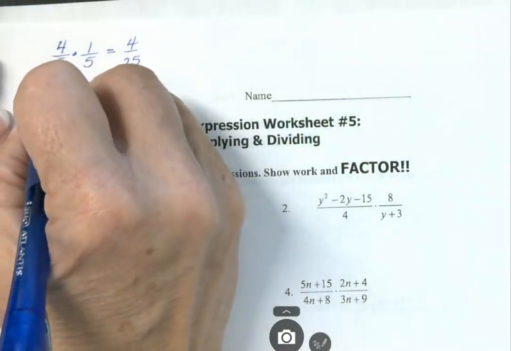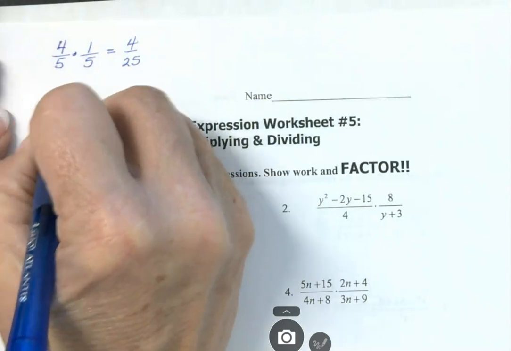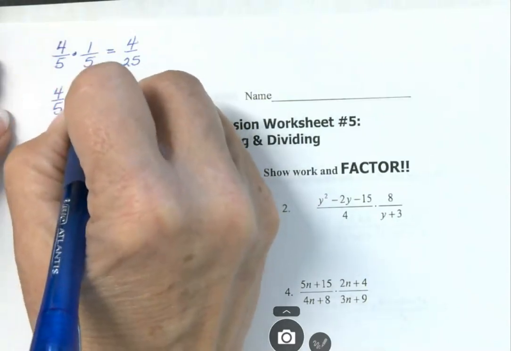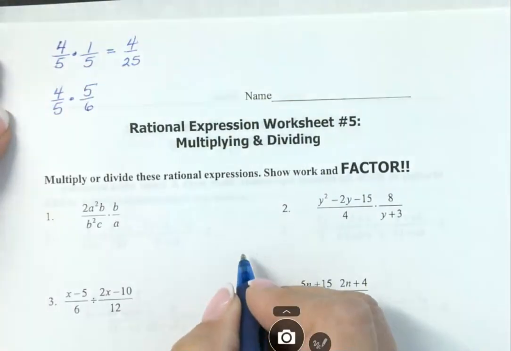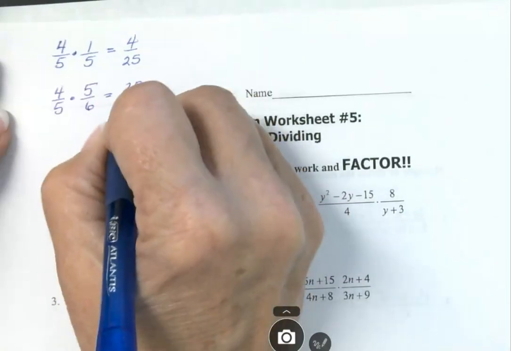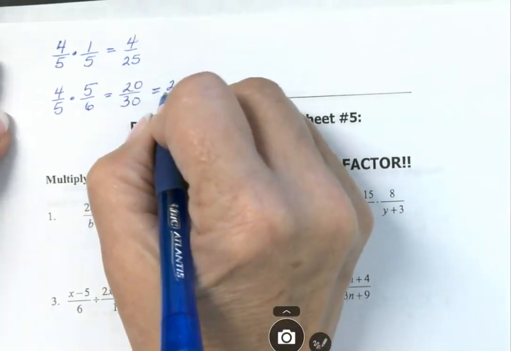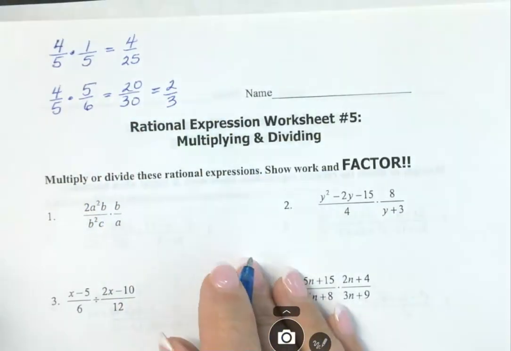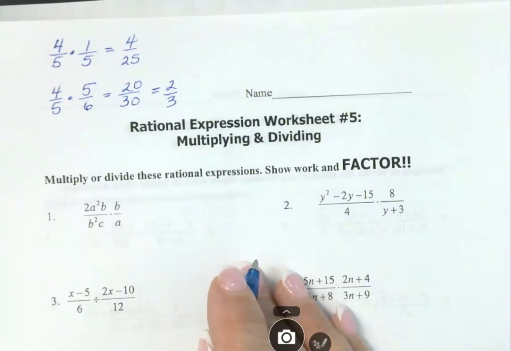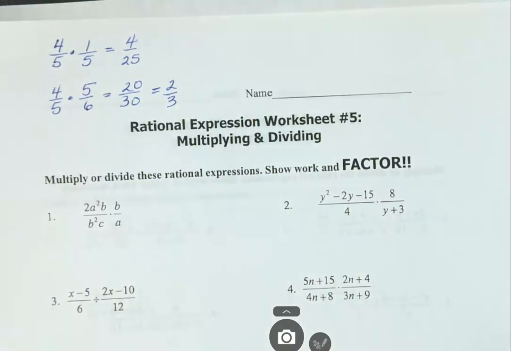Now, what I want you to look at is what if I had 4/5 times, let's say, 5/6. And yes, I could just multiply across and get 20 over 30, but then I would need to reduce, and that's 2/3. Okay? But what about if we try to reduce first before we multiply? And that's the concept that you're going to have to use when we are doing the rational expressions.